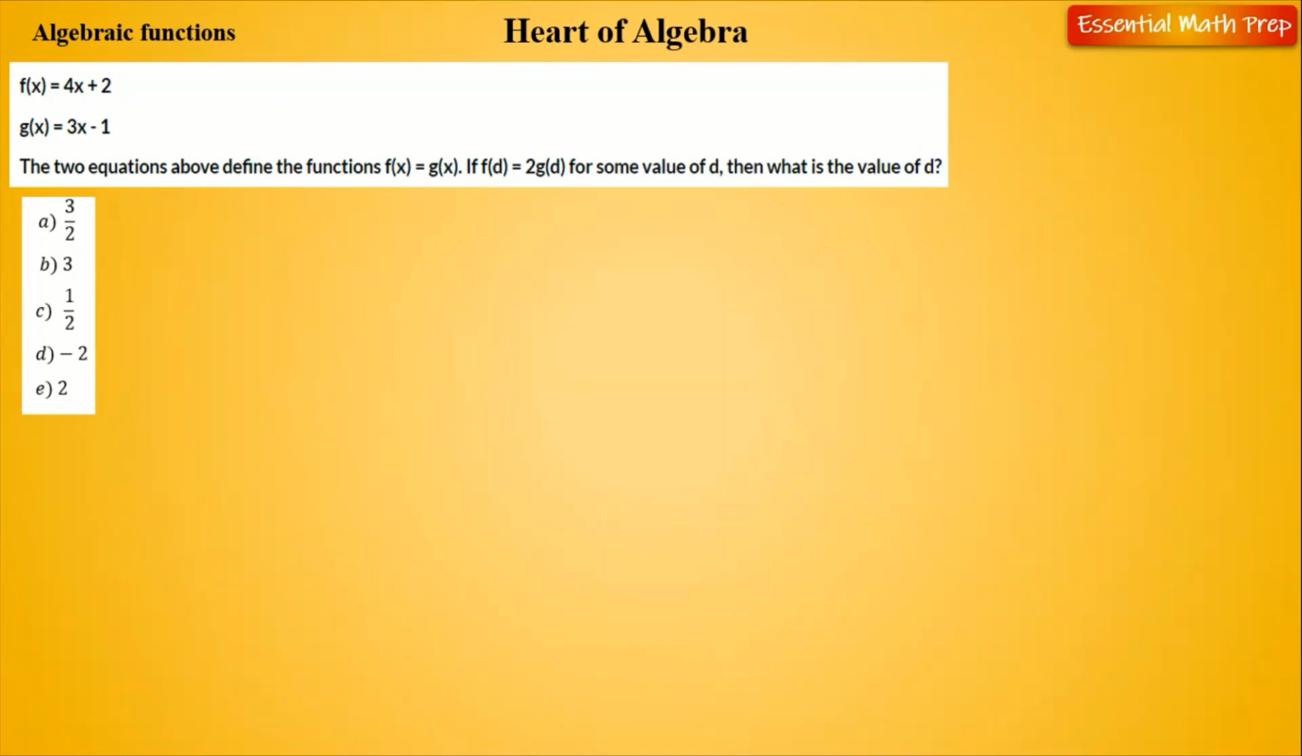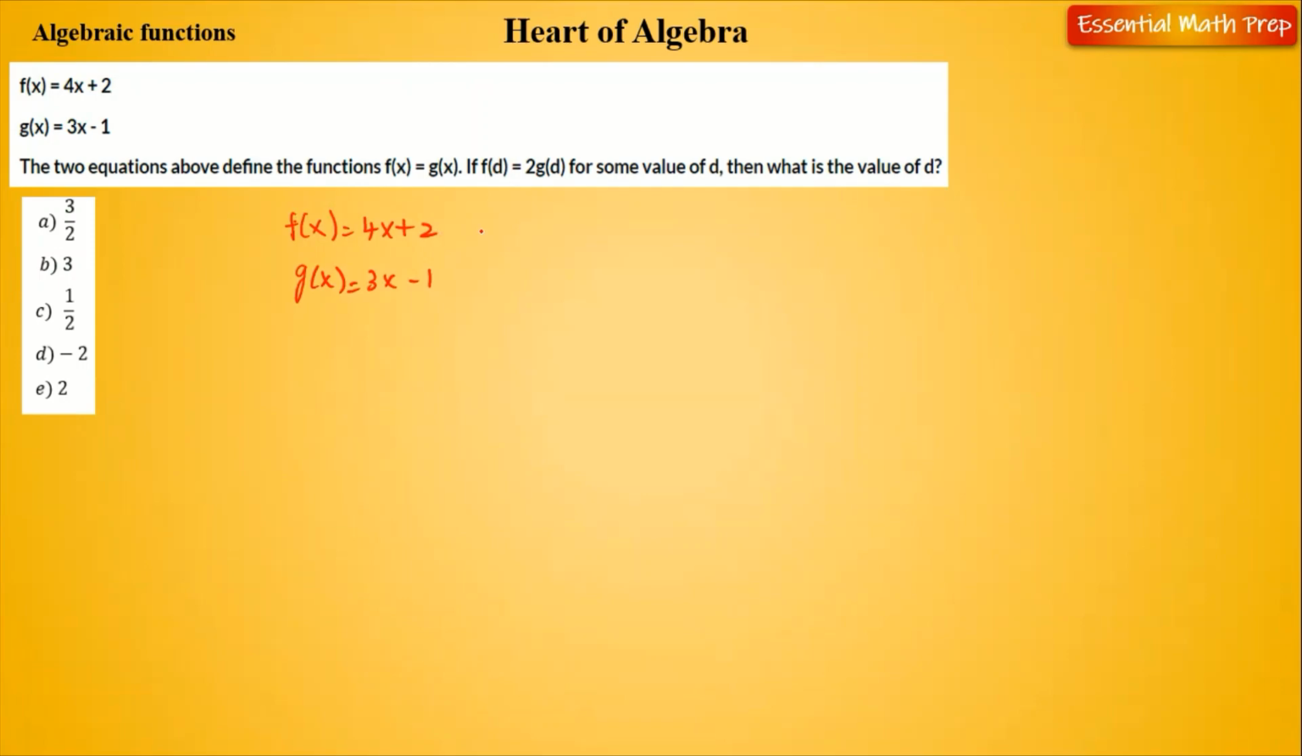All you have to do is, remember, you have two functions. The first function is f of x equals 4x plus 2. And the second function is g of x equals 3x minus 1. And they say f of d equals 2 times g of d.